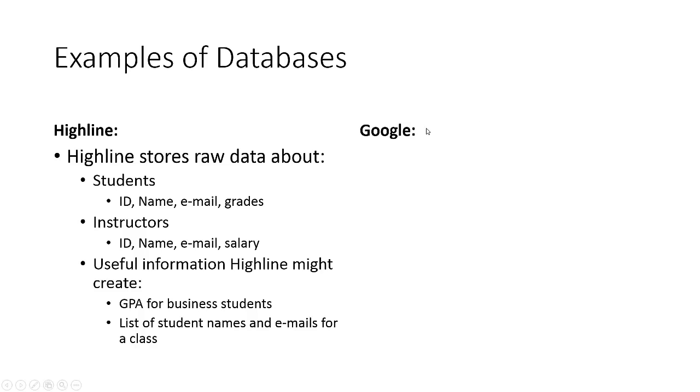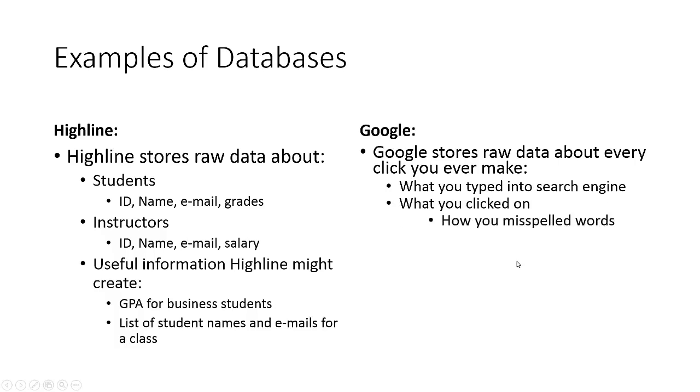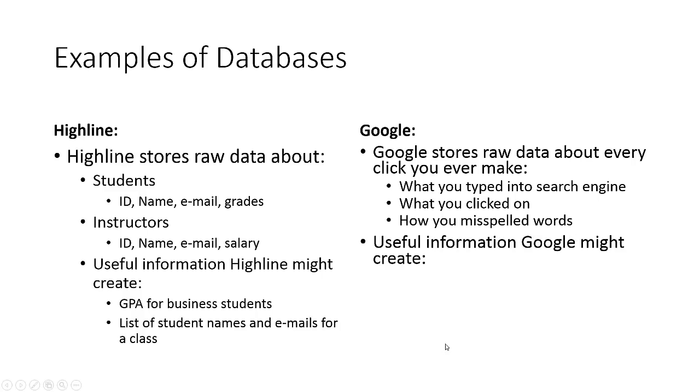What about Google? Google also stores lots of raw data. In fact, every click you ever make, what you typed into the search engine, as soon as you type something in, it's stored in a database. What you clicked on, how you misspelled a word. So you misspelled a word and then clicked on something later, which is the correct spelling. Google keeps all of that. So this is the raw data, and from that raw data, Google might create useful information.